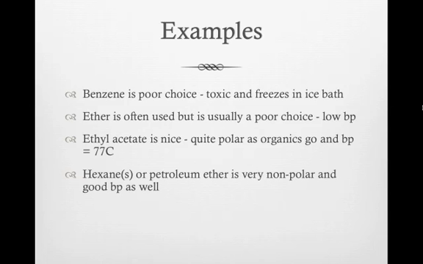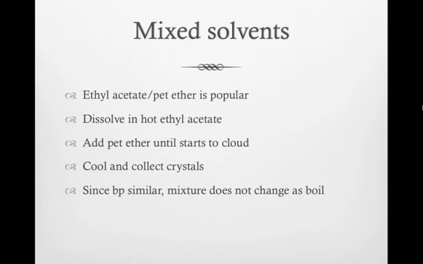Hexane actually works pretty well. As organic compounds go, it's rather non-polar, so it's good for dissolving lots of things, and its boiling point's around 69 degrees, so you can boil it away, but you are actually at a fairly high temperature. If you want a non-polar version that has about the same boiling point, hexanes or petroleum ether, which isn't an ether, it's actually a hydrocarbon, they're both very non-polar and have a good boiling point as well.